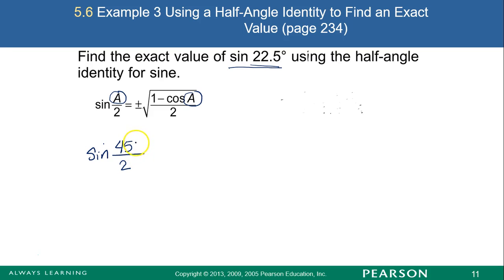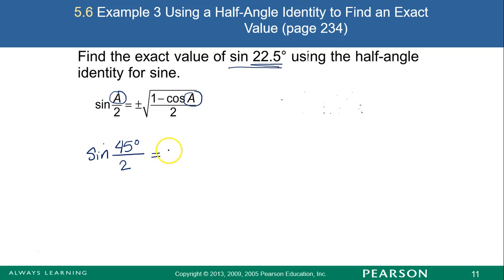Now, I'm not changing much here. Sine of 45 divided by 2 is just 22.5. What we're doing here is trying to figure out what angle goes here to put in our identity to help us in finding our exact value here.